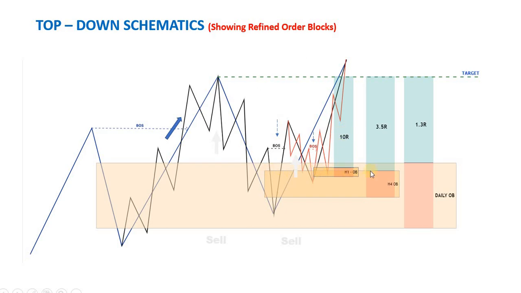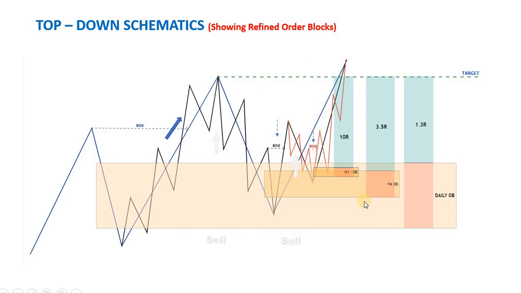But if we traded from the 4-hour order block that led to the break of the structure here, and we waited for the mitigation of the order block, we would have made about 3.5R. In the same vein, if we have traded from the daily order block that led to the break of this structure, bullish break of structure, and we waited for the mitigation of the order block, we would have made about 1.3R.